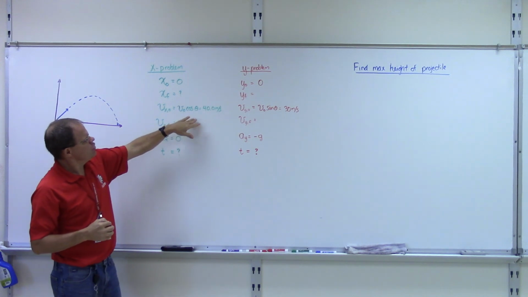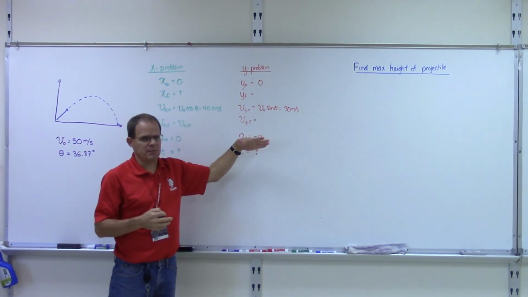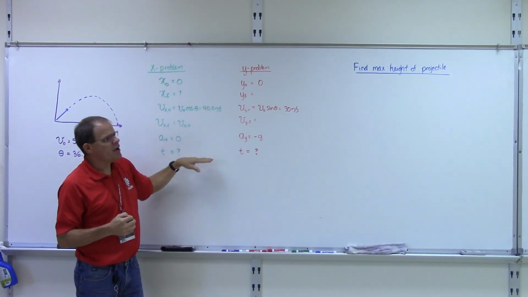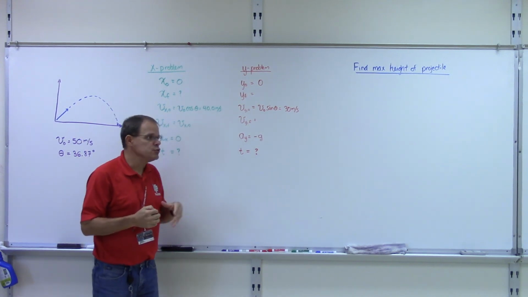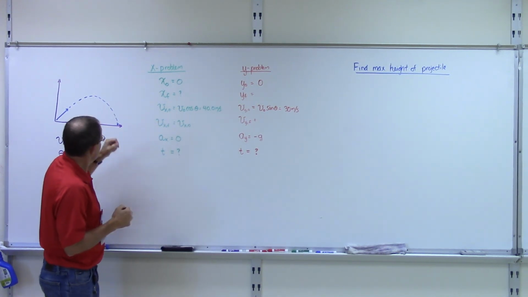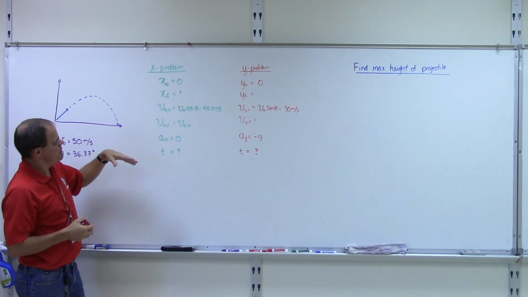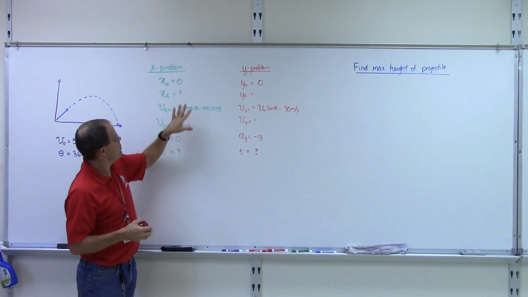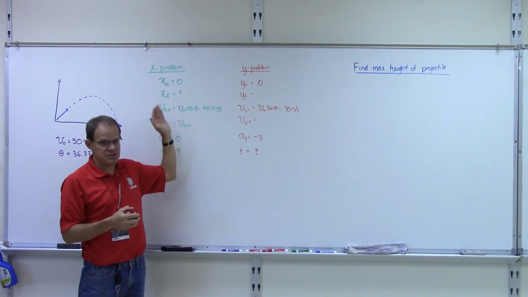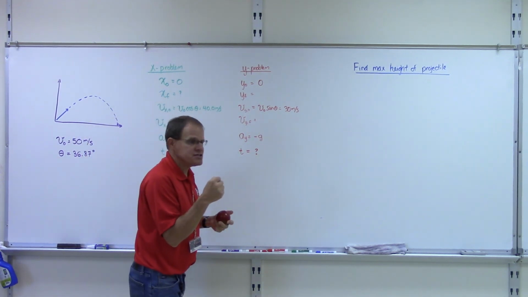And so you can solve this problem, and we already solved it a couple times. You can find the time that it's in the air. It's 6.12 seconds. That's how long it's in the air. And you can find the range. It's 245 meters. Because after you know the time, of course, you can solve the x problem for the distance it goes.